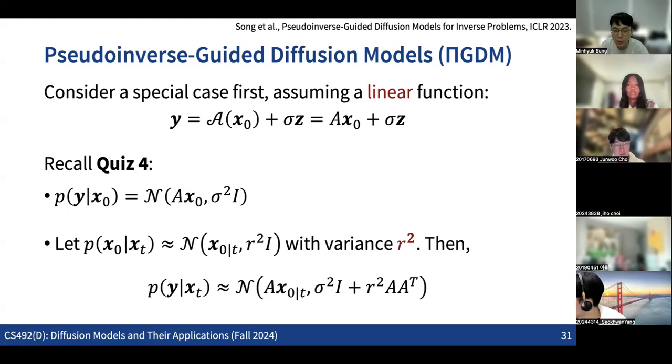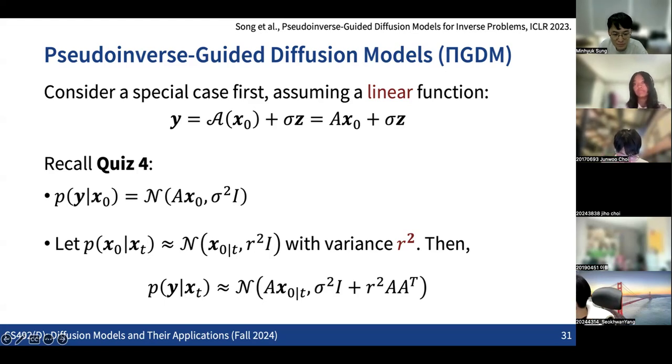So what we do is model another conditional distribution, x0 conditioned by xt, using Tweedie's formula, by taking the mean from Tweedie's formula and adding some arbitrary variance here. So let's assume that this other conditional distribution, x0 given xt, is another Gaussian distribution, in a way that we can also derive an approximation of y given xt.